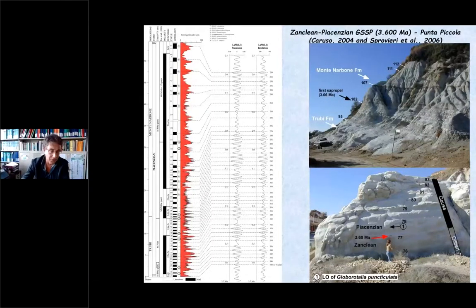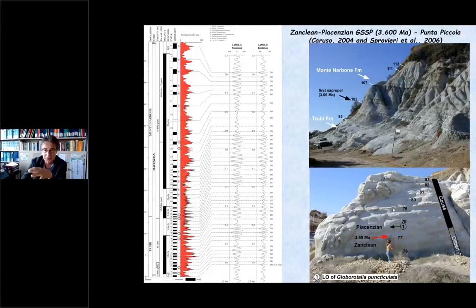As explained before, we have the numbering from the base of the 2B, and the Zanclean-Piacenzian GSSP was placed in lithological cycle 76, which corresponds to the Gilbert-Gauss reversal, and is also recognizable by the last occurrence of Globorotalia puncticulata.